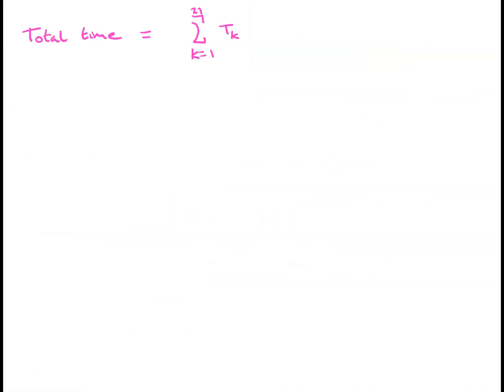For the second part, we want to get the total time over the 3-week period. So that's going to be the sum between k equals 1 and 21 of tk. So that's the sum between k equals 1 and 21 of Wk plus Rk plus 5.